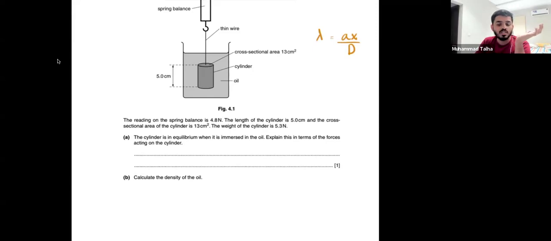If it's not immersed in the liquid, there would be no upthrust. Simple as that.